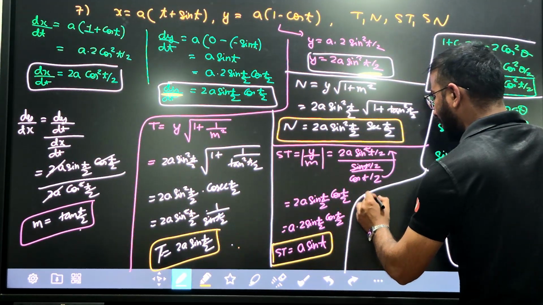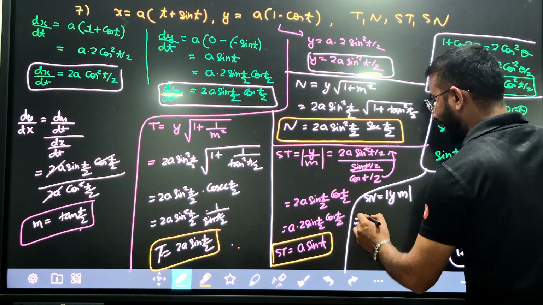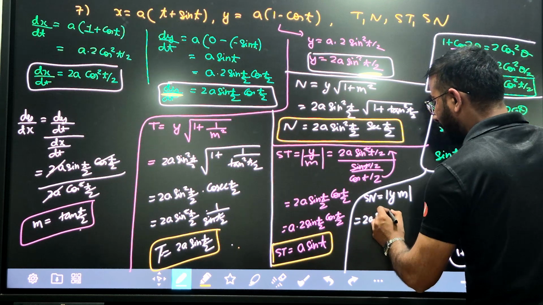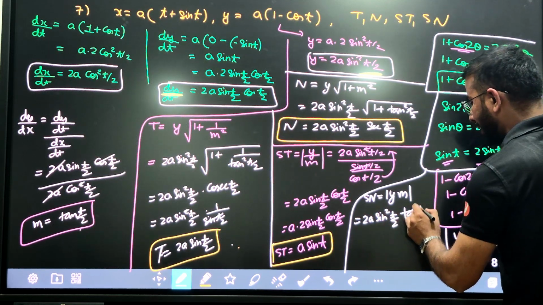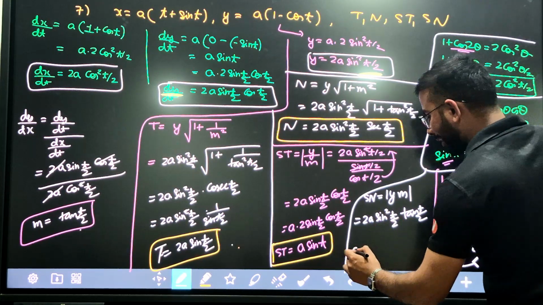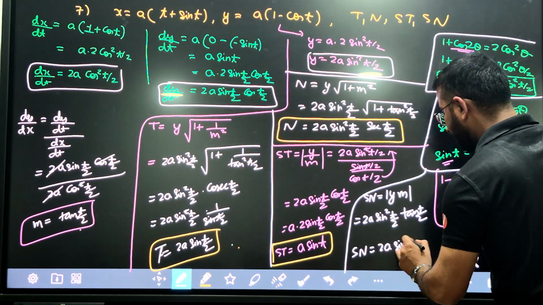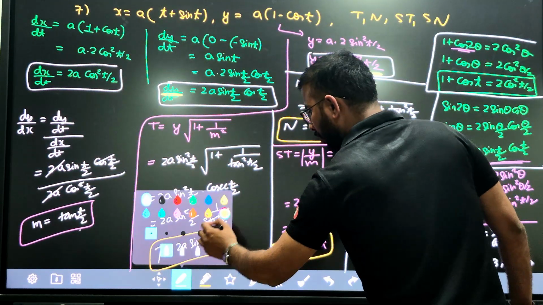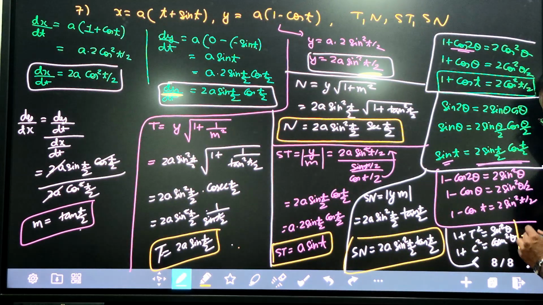Last is subnormal. The subnormal formula is y into m, where y is 2a sin square t by 2, into tan t by 2. That's it. Just keep this as it is. No need to make any unnecessary changes. You can leave this as the final answer. So yes, this would be your final answer.